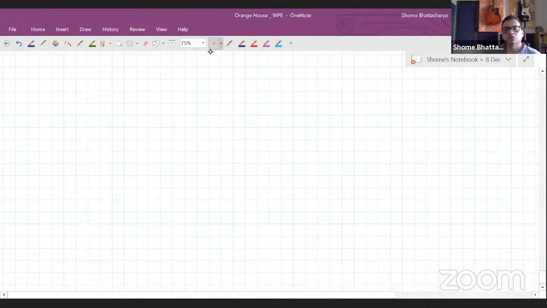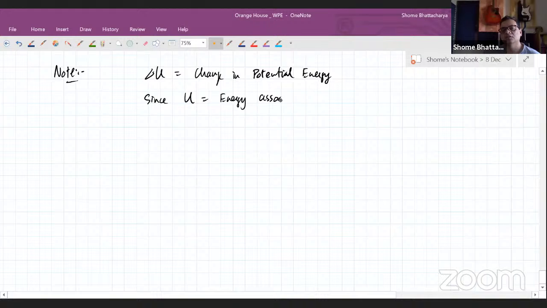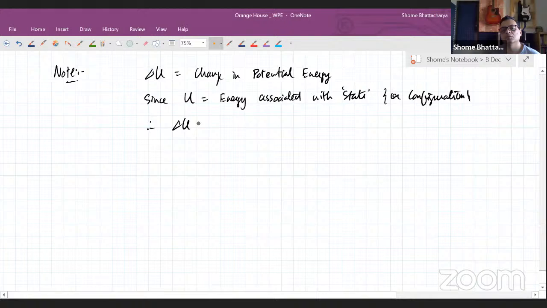Okay, so now the other thing is that since this quantity is the change in potential energy, and potential energy itself is the energy associated with state or configuration, therefore delta U should be final potential energy minus initial potential energy.